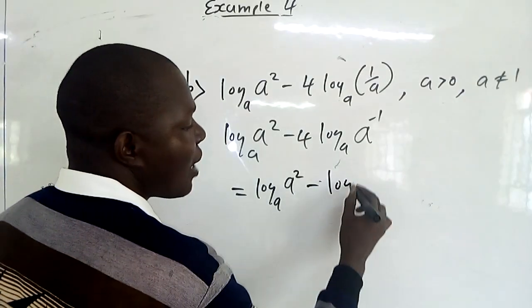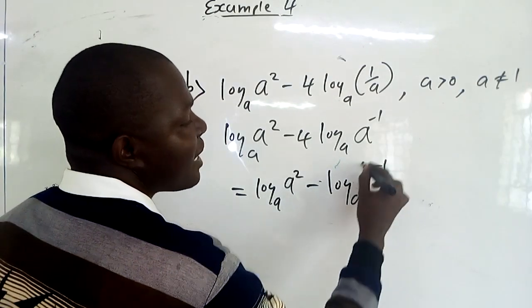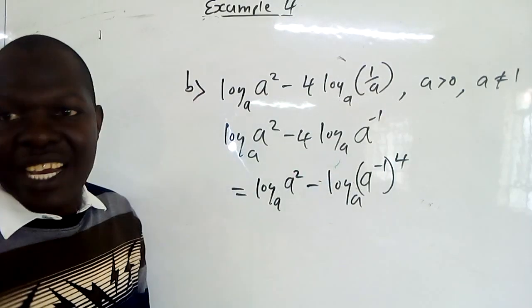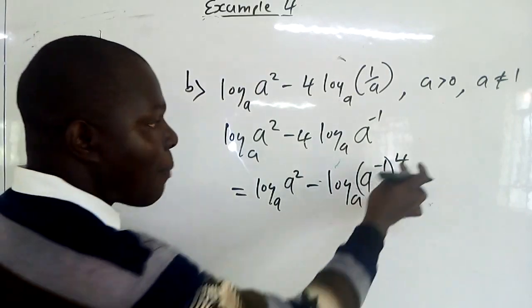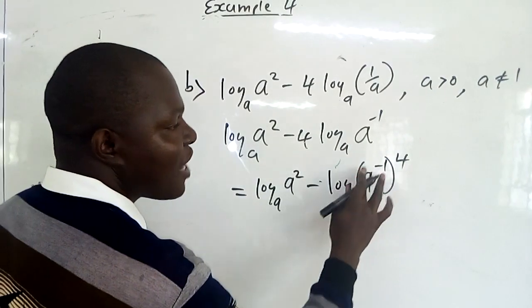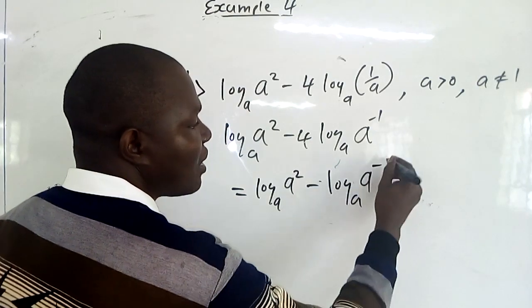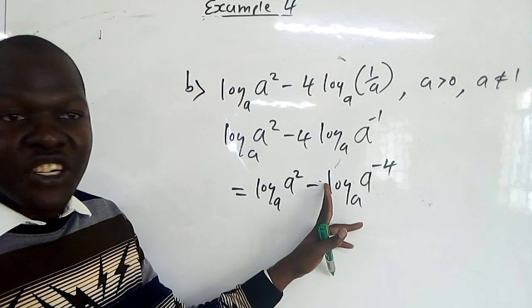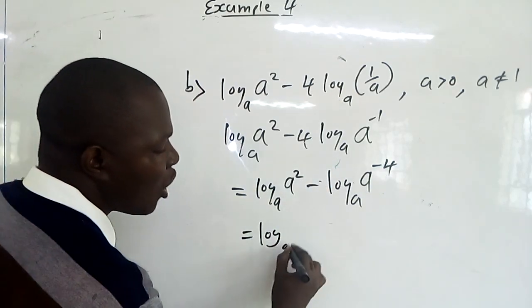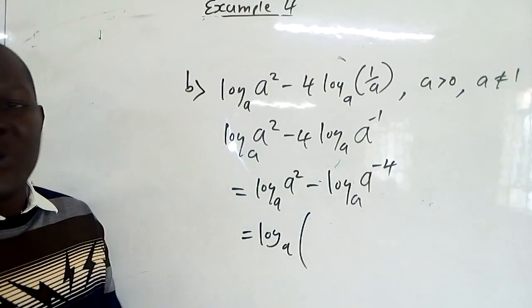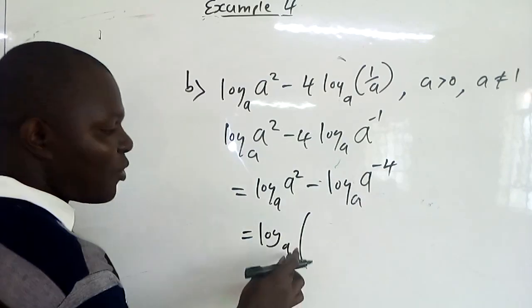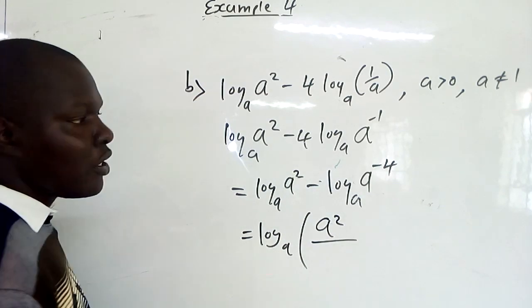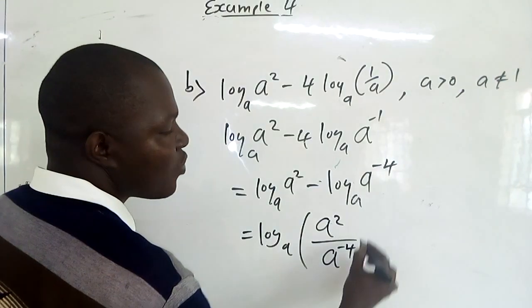If 4 goes to the power, this was negative 1, a power outside, then it is raised to power 4. A power outside times the power inside, 4 times negative 1, the power is now negative 4. So you now don't have the coefficients, meaning you can now remove log to base A outside, because you must have the same base to use the laws of logarithm. So if you remove log to base A outside, here we have A squared, subtraction implies division. Then A squared divided by A raised to negative 4.